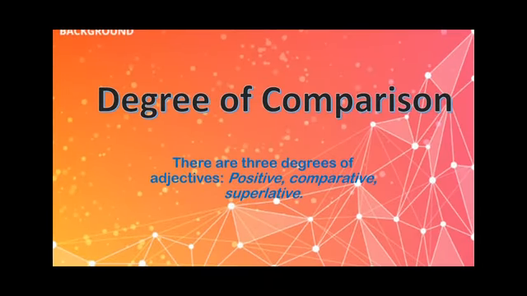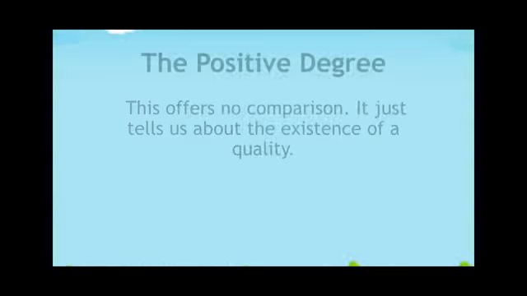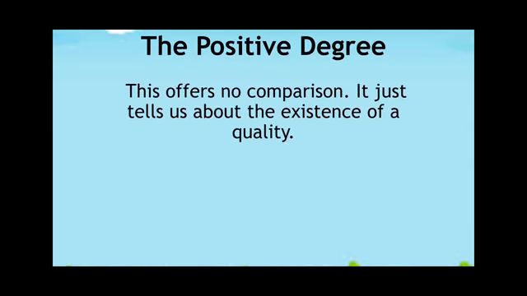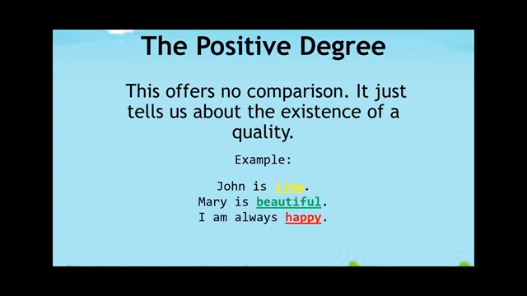There are three degrees of comparison. You have the positive, comparative, and superlative comparison. The positive comparison offers no comparison. It just tells us about the existence of equality. When you say Jane is beautiful, or John is strong, Mary is beautiful, I am always happy, you see, there's no degree of comparison. This is the positive comparison.